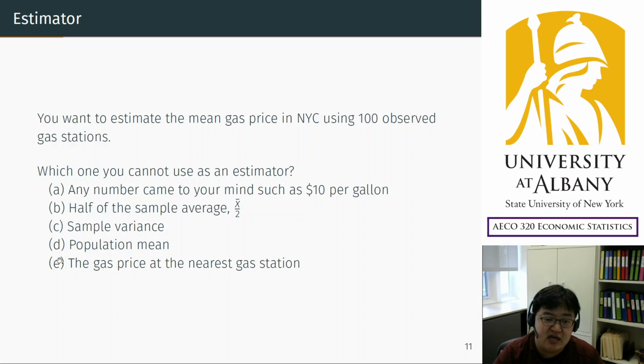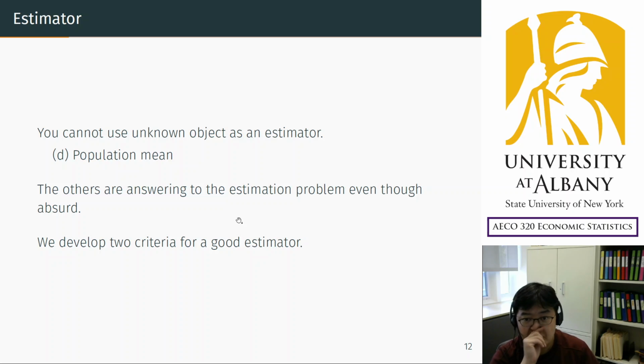So A, B, C, E are some kind of estimator because that is a guess, right? The problem is they are likely to be wrong. However, the population mean is just saying the same thing. I'm asking you what is the population mean, and your answer is population mean. It is not an answer. You are not answering my question. So D cannot be an estimator. It is unknown. You cannot calculate it. You must give me something that can be calculated, a tangible, actual number.